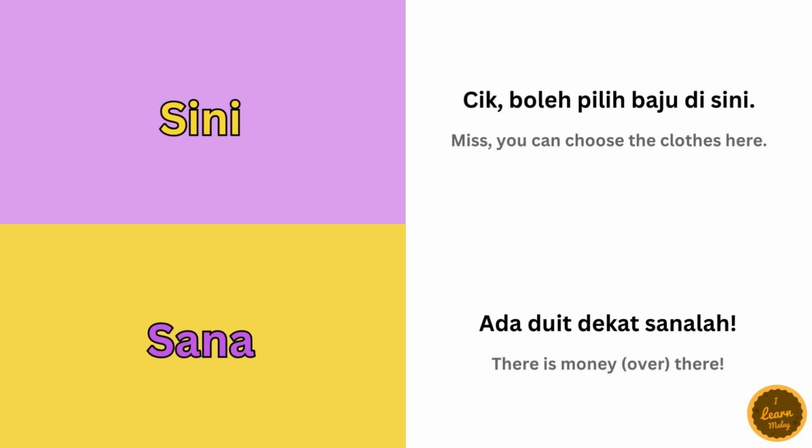Ada duit dekat sana lah. There is money over there. Ada means there is. Duit means money. Dekat sana means there or over there. Lah is added as an emphasis in colloquial Malay, in this context due to the excitement of encountering money on the road or on the floor.